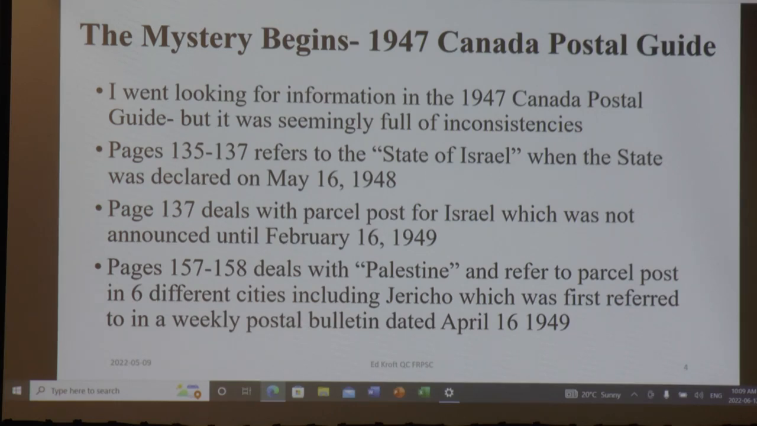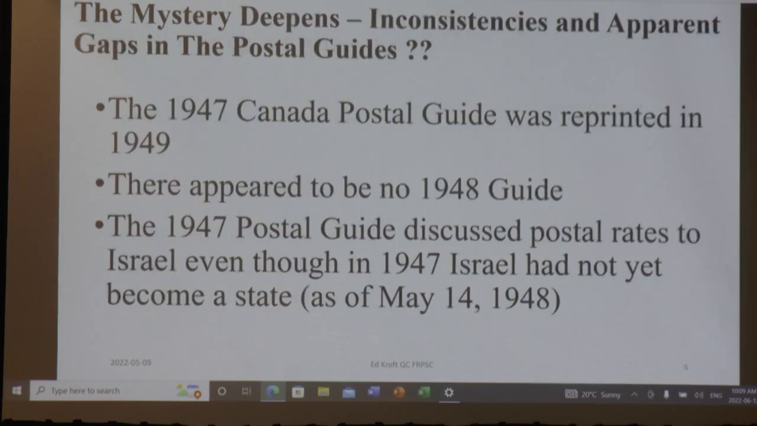And I thought, something's just not right here, because unless somebody had the foresight in 1947 to be talking about postal relations between Canada and the State of Israel, when in fact events occurred much later, then something seemingly was wrong. So I found out the 1947 Canadian Postal Guide had been reprinted in 1949, and that there didn't appear to be a 1948 guide.